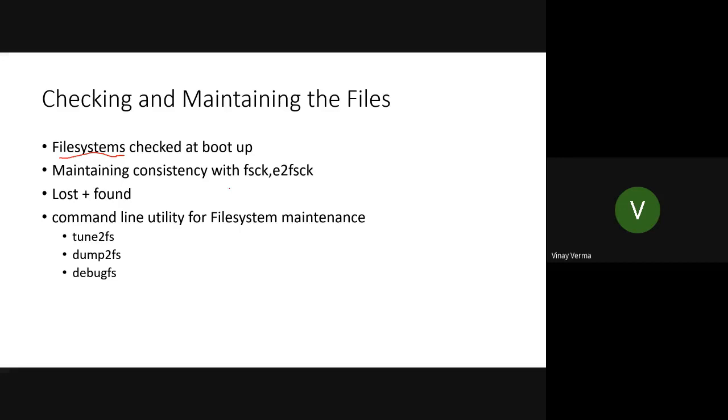In maintaining consistency by fsck and e2fsck, lost and found things are checked by file maintenance, and these are the file system tools for maintenance. So tune2fs, dump2fs, and debugfs. debugfs is for debugging the file system. dump2fs is dumping information about the file system. Then tune2fs is for checking all the errors that are present in the file system.